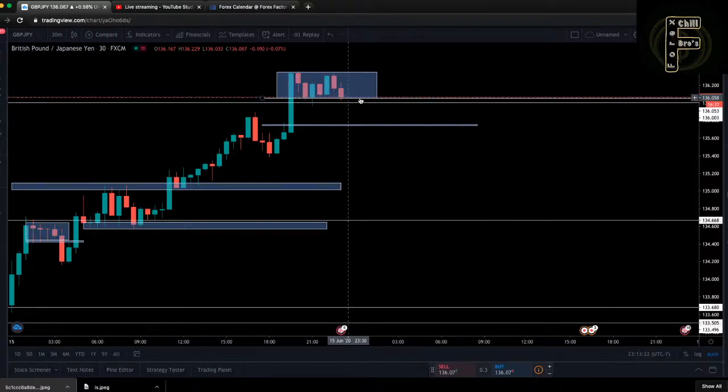If we're going to push down, I expect the next candle to break the low for us to head down. Because if we're heading down, we're just going to be creating lower lows and lower highs, lower lows and lower highs.